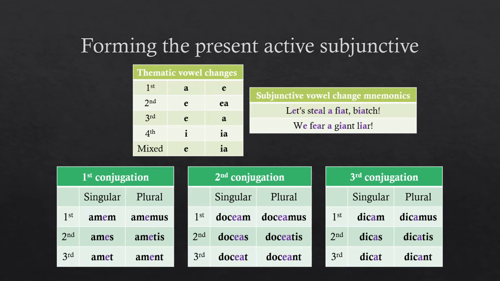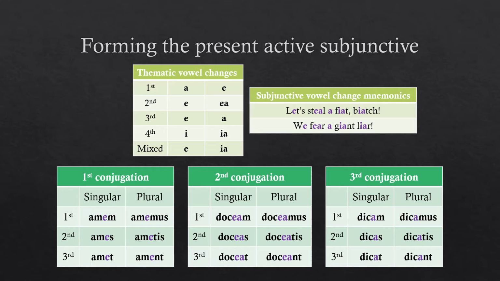Now that we have a general understanding of the subjunctive mood, let's learn how to form the present active subjunctive. This procedure is similar to forming the present active indicative. Identify your present stem, change the thematic vowel, and add your personal endings: m, s, t, mus, tis, nt. The thematic vowel changes for each conjugation are as follows. First conjugation changes from A to E.